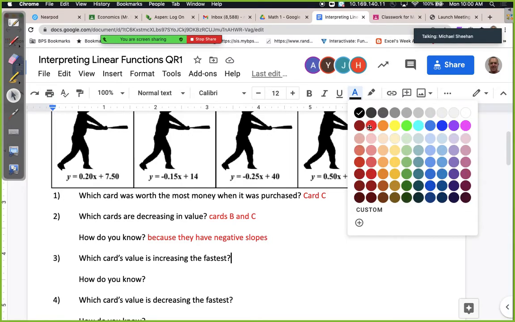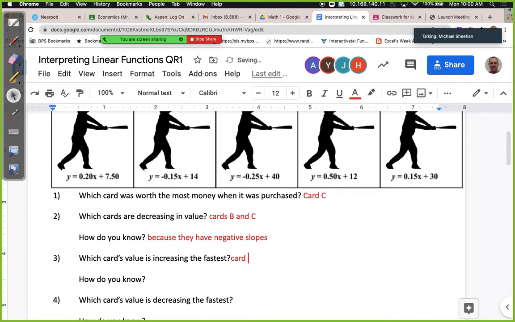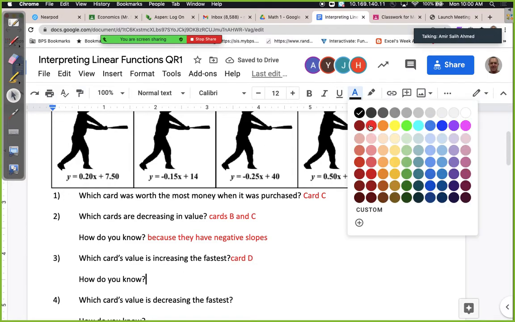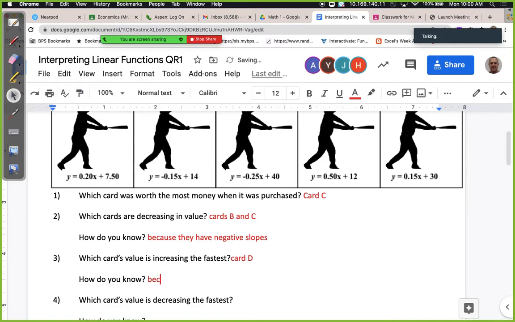So I'm going to say card D, because it says fastest, because it has the biggest positive slope.